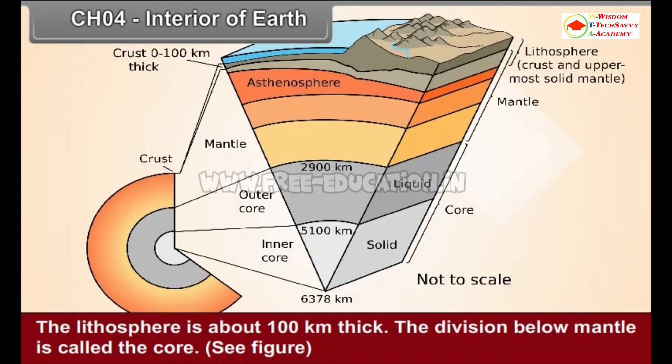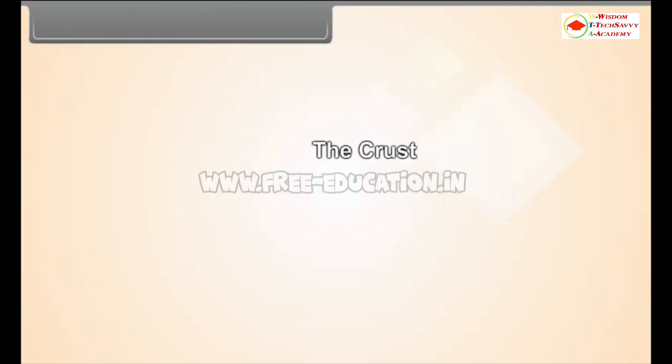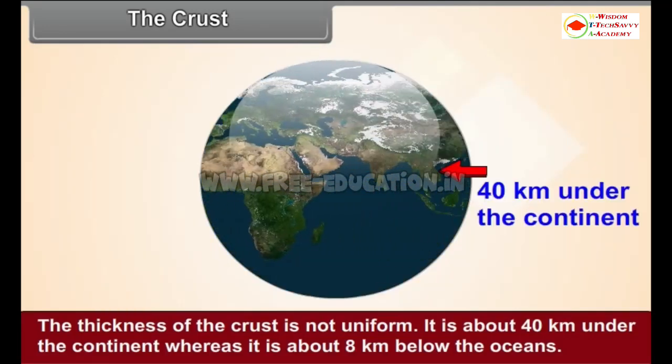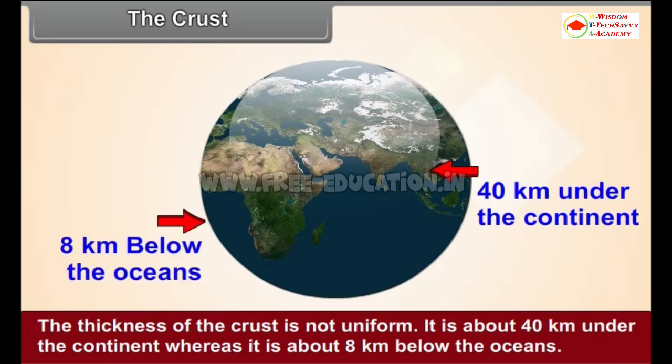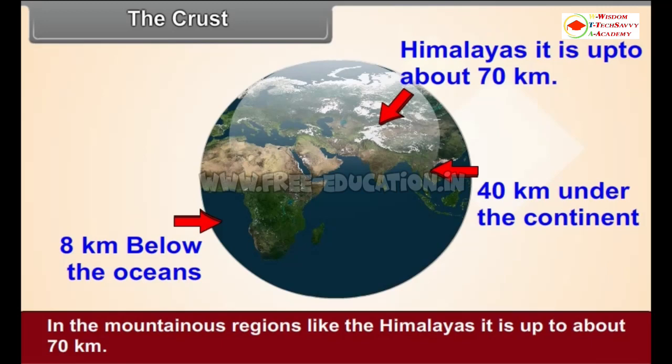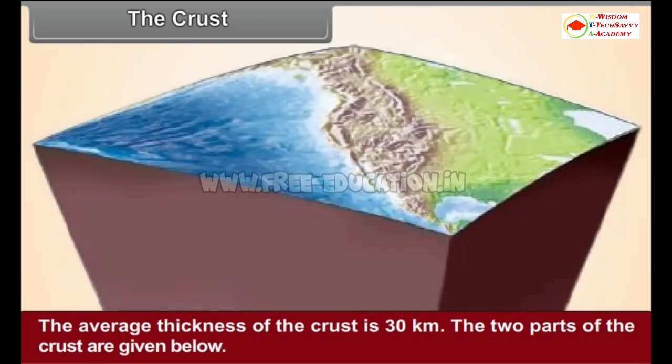See figure 4.1. The crust. The thickness of the crust is not uniform. It is about 40 kilometers under the continent, whereas it is about 8 kilometers below the oceans. In the mountainous regions like the Himalayas, it is up to about 70 kilometers. The average thickness of the crust is 30 kilometers. The two parts of the crust are given below.